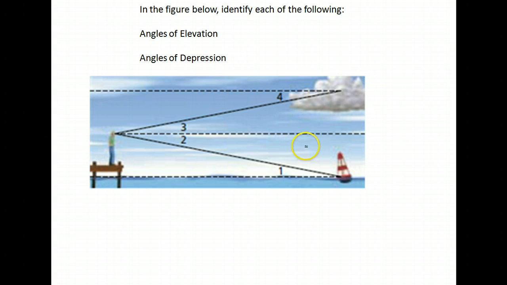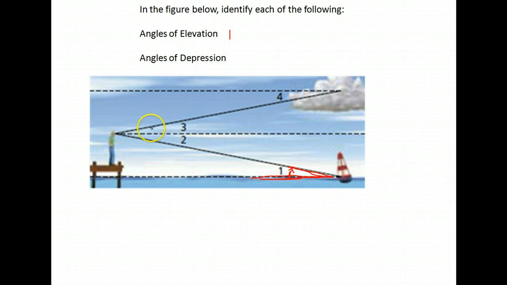All right, here in this figure, let's identify all of the angles of elevation and all of the angles of depression. So to do that, let's find our horizontal line. So here's a horizontal line. Notice here an angle is formed with that horizontal line. Is the angle formed by going up from the horizontal line or going down? Well, we notice it's formed by opening up from the horizontal line. Up is angle of elevation. So angle 1 is one of my angles of elevation.